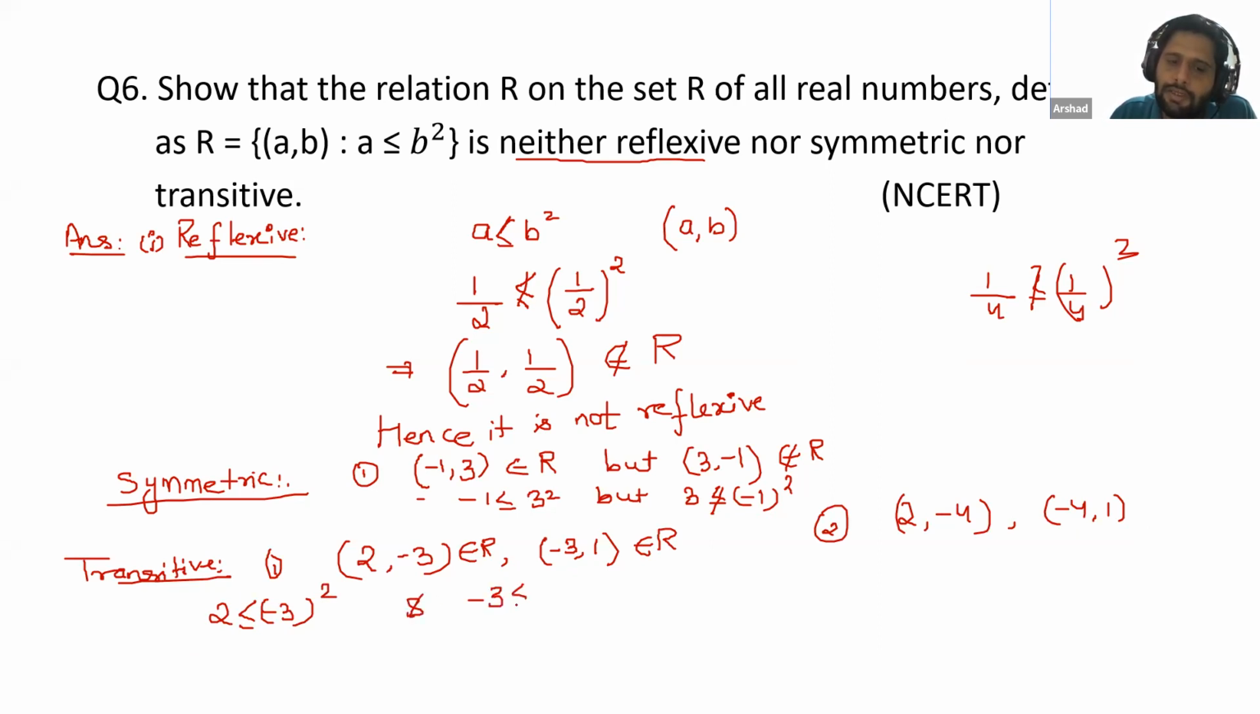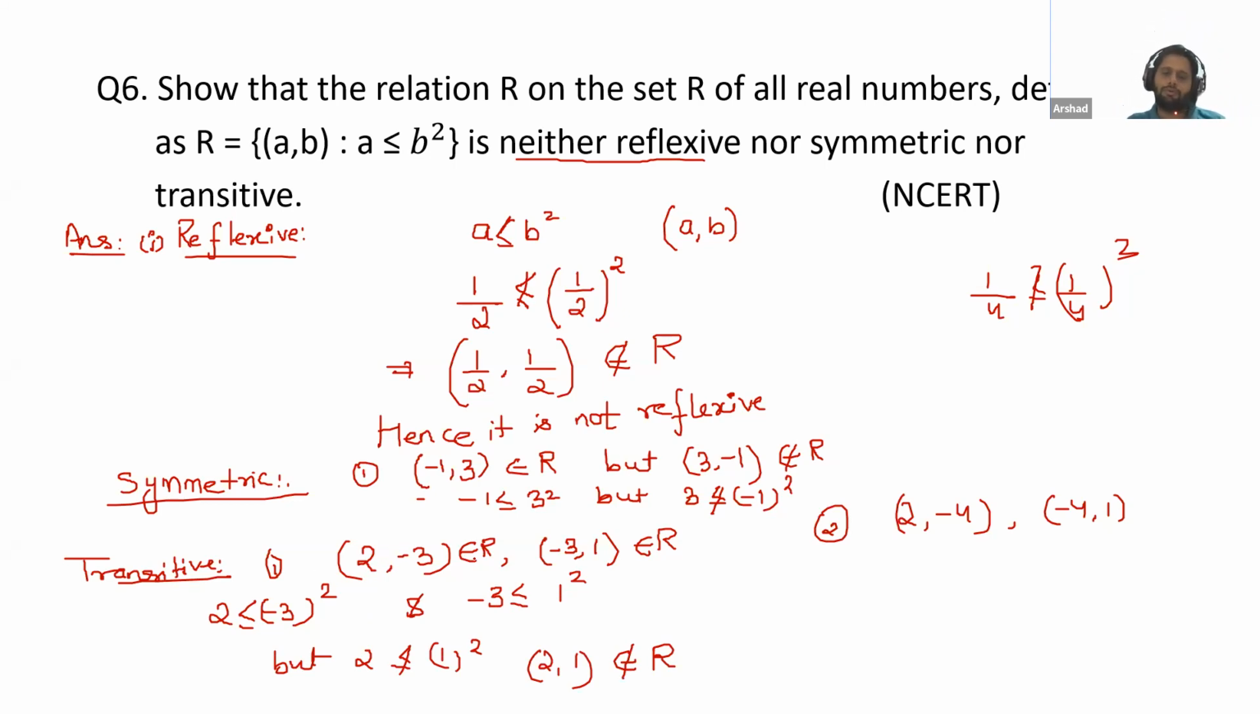Minus 3 is less than or equal to 1 square. This is also correct. But 2 is not less than or equal to 1 square. So that means (2, 1) does not belong to the relation R. You can take this example, and you can make infinite examples from this. So please check this case.